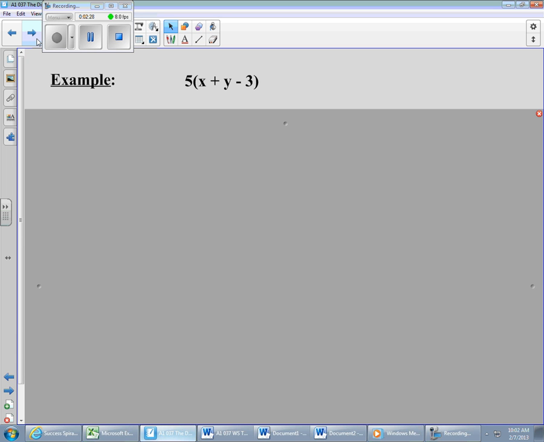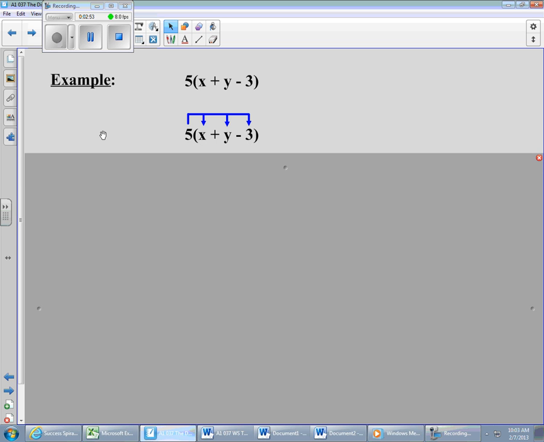Okay, there's nothing really tricky to it, so let's just take a look at how it works. Here we have, in the parentheses, a trinomial, 3 terms in our polynomial. But the more important fact is that we have something that is trying to multiply by the entire trinomial. The distributive property guarantees that whatever is outside of those parentheses, in this case 5, needs to multiply by every single term inside of the parentheses. So we're going to get a 5 times x, a 5 times y, and a 5 times negative 3.